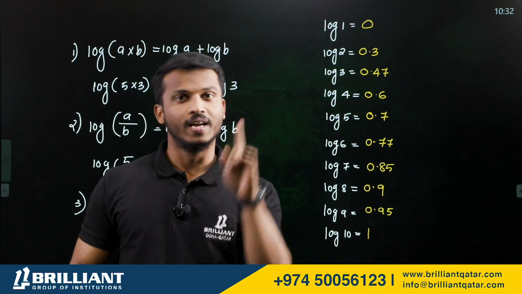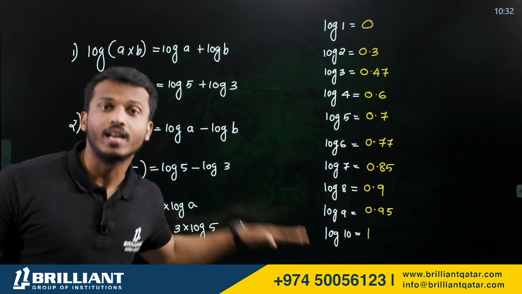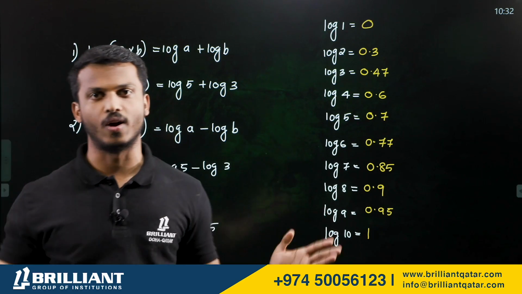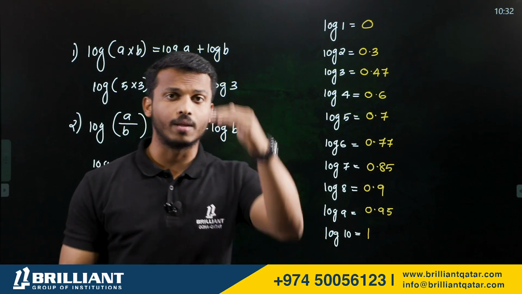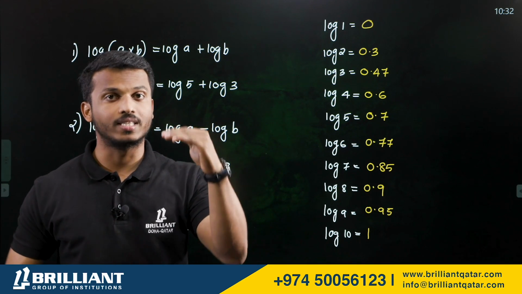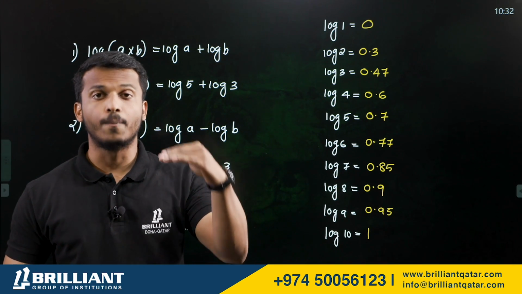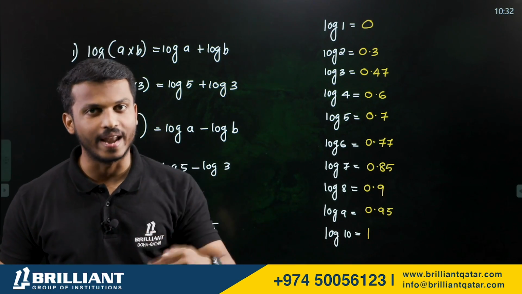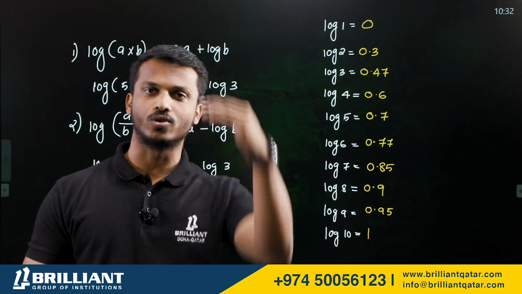What is log 1? 0. What is log 10? 1. So your remaining values are in between log 1 and log 10. Log 1 is 0, then the remaining are 0.3, 0.47, 0.6, 0.7, 0.77, 0.85, 0.9, 0.95 and 1. These are the values of log.